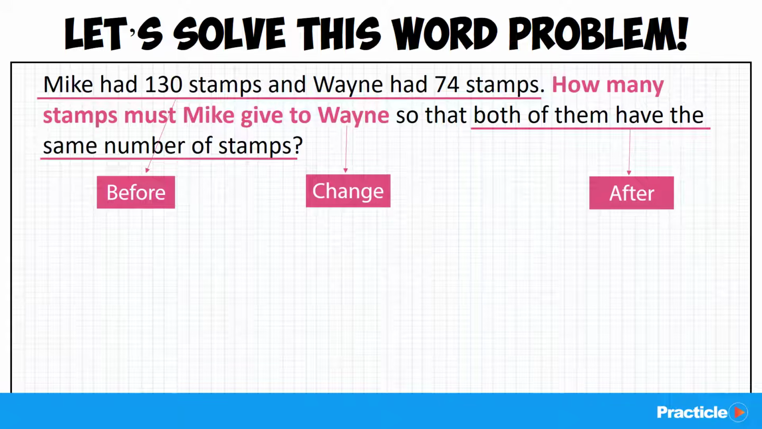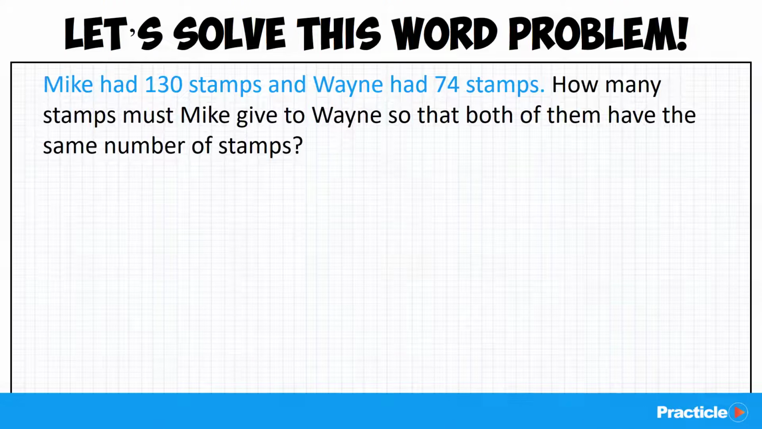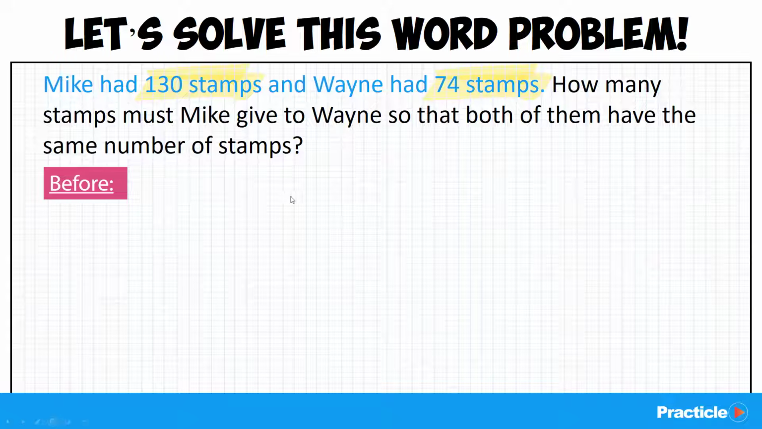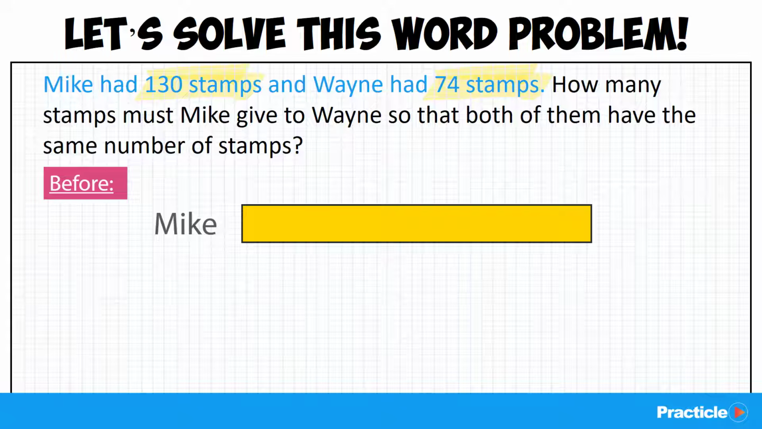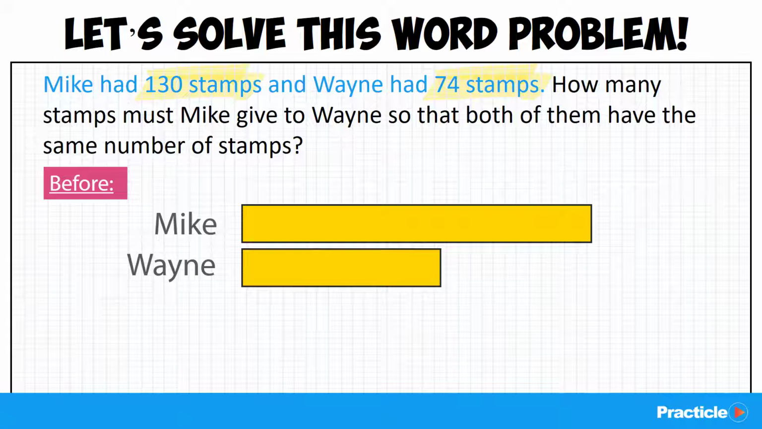Now that we have understood what makes a before and after problem, let's draw a comparison model to see how we can solve such problems, alright? Mike had 130 stamps and Wayne had 74 stamps. To start drawing the model, let's decide who has more stamps, okay? When we compare 130 and 74, which number do you think is bigger? 130 or 74? 130, correct? And good job if you got that right. Let's draw a long bar to represent the stamps that Mike has, and a shorter one to represent the stamps that Wayne had. See how our model shows the relationship of stamps between the two boys?